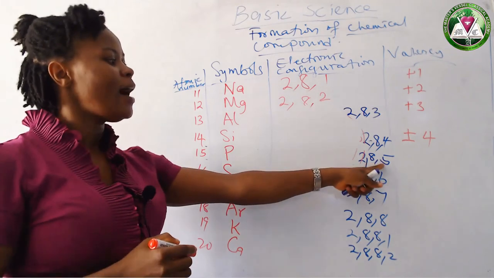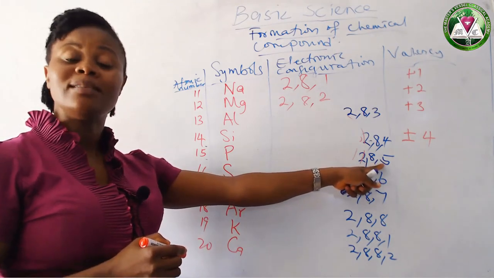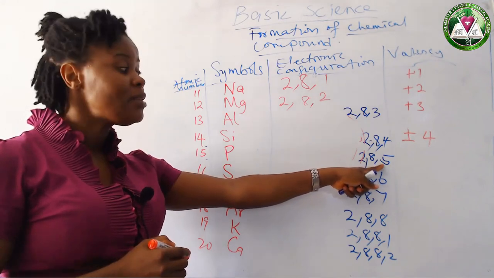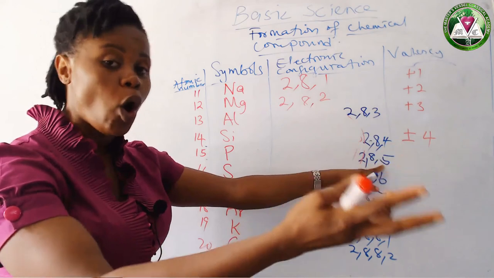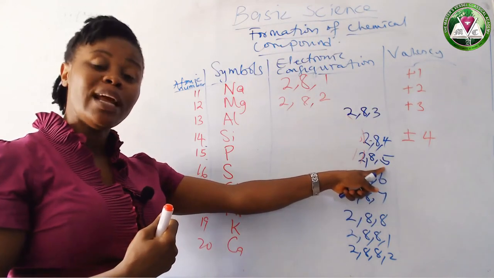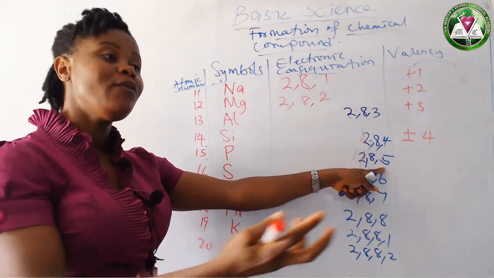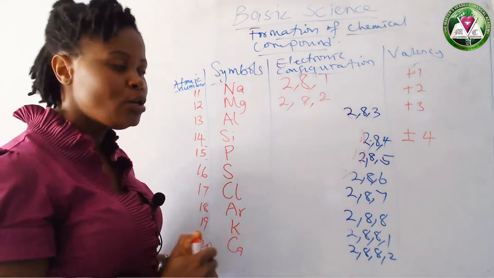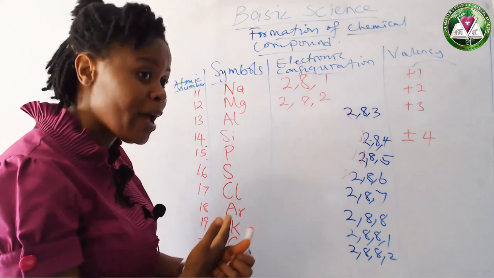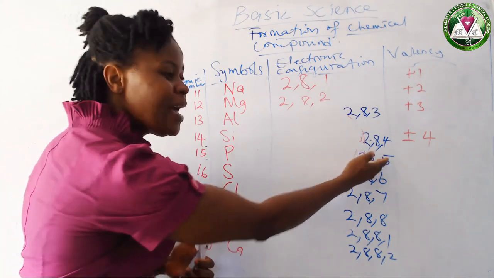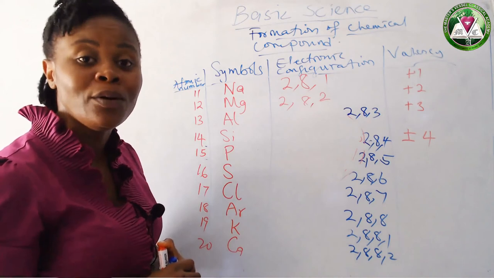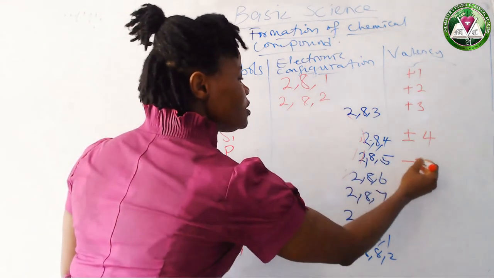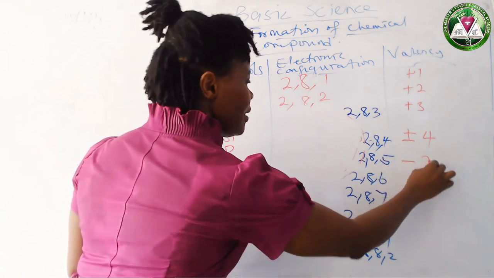Phosphorus has 5 electrons in its outer shell. So how many more electrons does it need? 3. If it needs 3 more electrons, will it give or will it collect? It will collect. Remember I said in chemistry, if it is collecting electrons, we say it is gaining electrons. So if it is collecting, is it begging, or acquiring? Yes. So if it is begging, how many electrons is it going to beg now? 3. So if it's begging 3 electrons, it will be minus the number of electrons it's begging, 3.